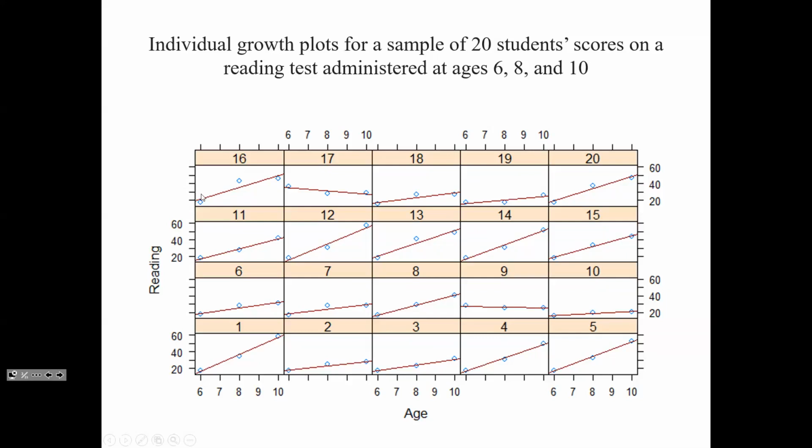So I'm going to reframe this model. Instead of thinking about people nested within schools, now I'm thinking about time points nested within people. Every person in this little example has three time points, and those time points are clustered within person. And it's very clear that those observations are not going to be independent within person, right?